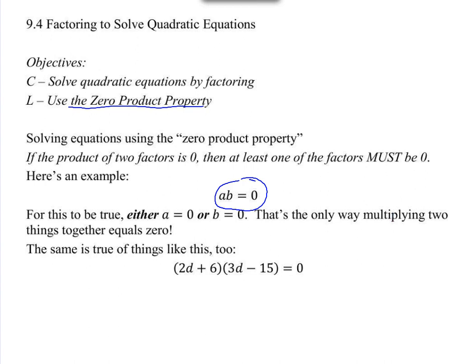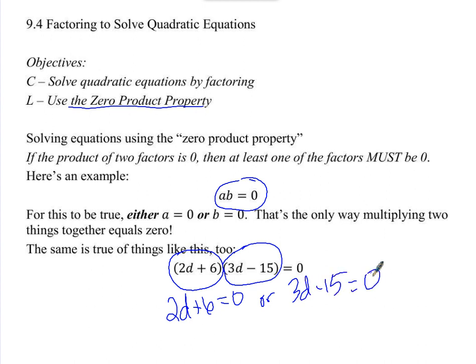So if that's true, then here I have something right here times something right here is equal to 0. If I'm going to multiply two things together and that equals 0, then what has to be true? One of them has to be 0. So either this thing right here is 0 or this thing right here is 0. So what we can do is we can write it that way. We can say the 2d plus 6 part has to be 0, or we could say the 3d minus 15 part has to be 0. That's the zero product property.